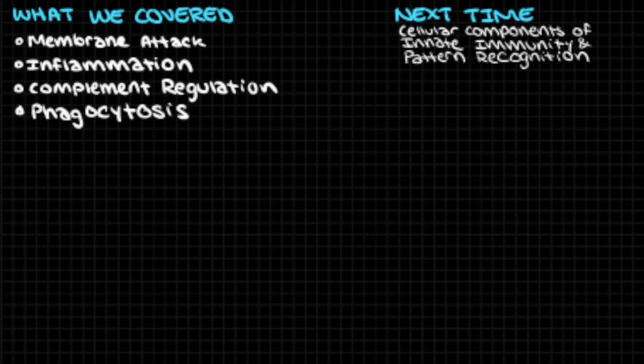That just about wraps up this video. We discussed how membrane attack occurs through the formation of membrane attack complexes. We discussed how the complement system leads to inflammation. We discussed how the complement system is regulated, and we discussed how the complement system starts the process of phagocytosis. And in the next video, we're going to finally be moving on to the cellular components of innate immunity.